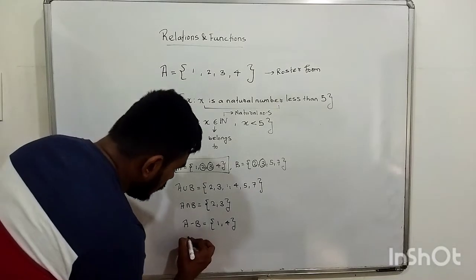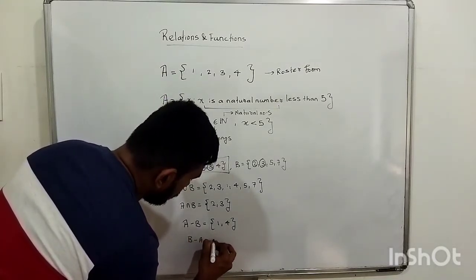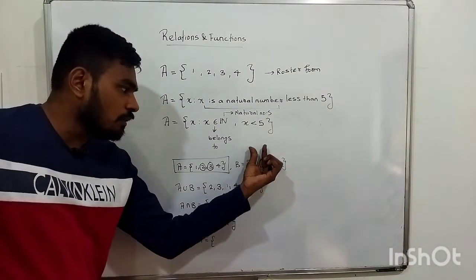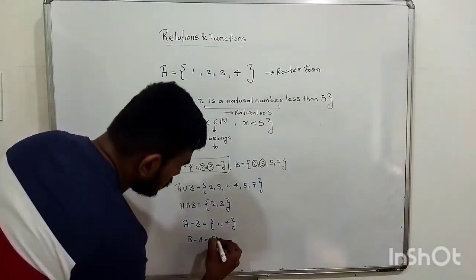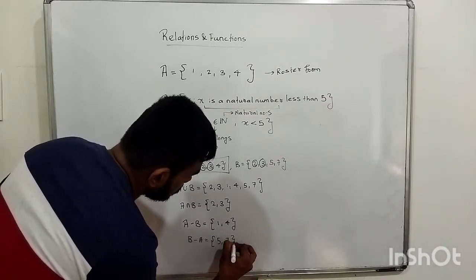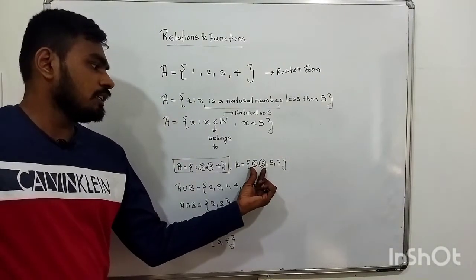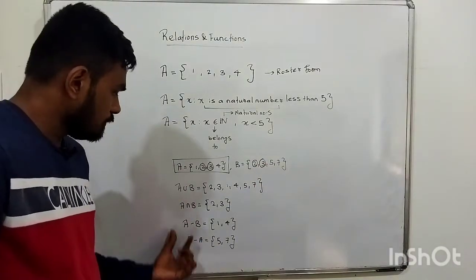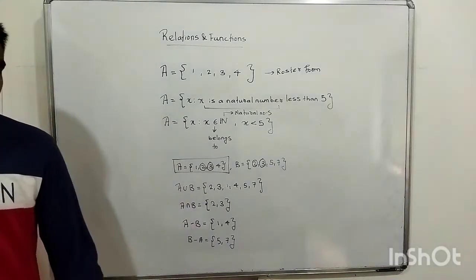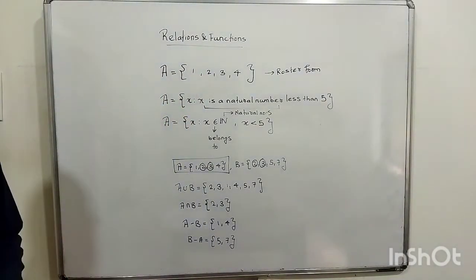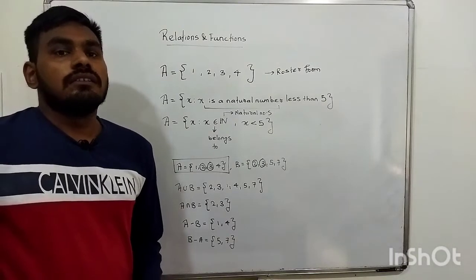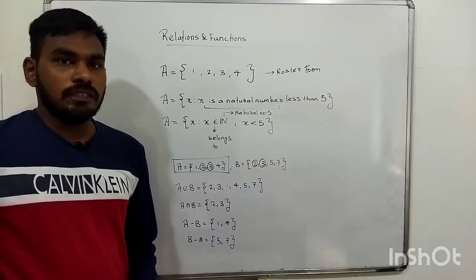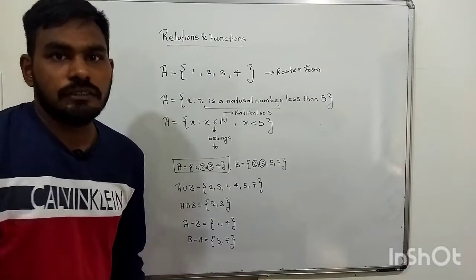Similarly, if you are asked to find B difference A or B minus A. Okay. So what do we do? From set B, we remove the common elements and write the remaining elements. So this is 5, 7. Okay. Remove the common elements and write the remaining elements. So this way we get different operations on sets. Okay. This we have already learned in the lesson sets. You can just go through that lesson. I have already uploaded all the videos of that. Okay.